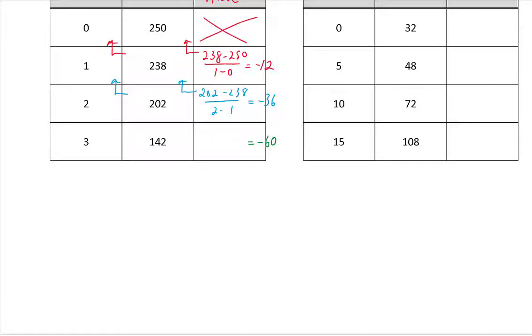However, we do see that these numbers are going down by negative 24. So the average rate of change is decreasing by the same value. Therefore, this is quadratic.